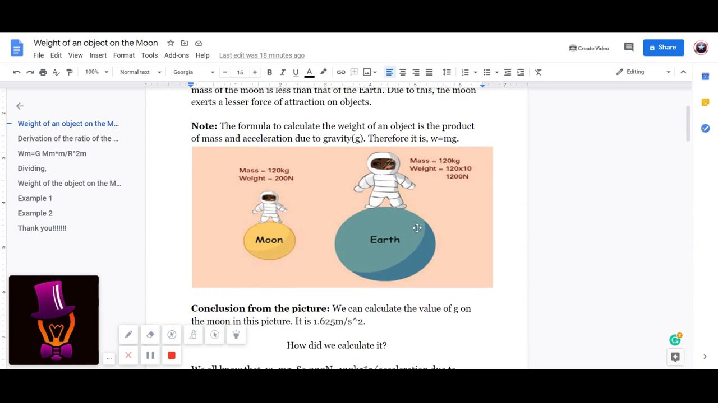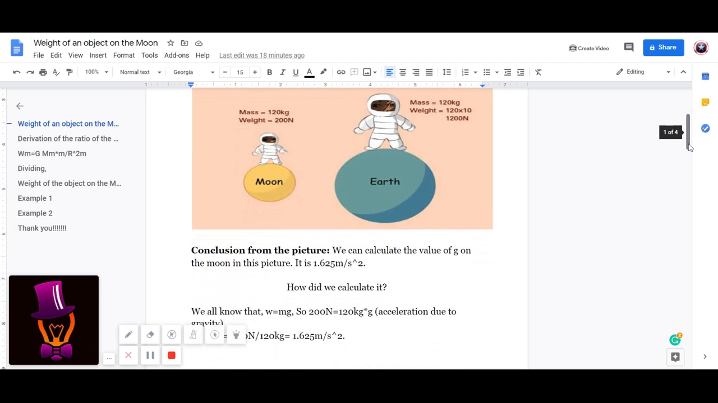This is a picture showing the mass of the same person on different planets as well as the weight. We will derive the ratio of the weight of a person or an object on the moon to that on the Earth later in this video. Conclusion from the picture: we can calculate the value of g on the moon. It is 1.625 meter per second square. But how did we calculate it?